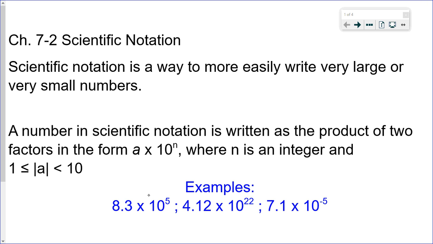So let's look at some examples here. These are three numbers that are written in scientific notation. So 8.3 times 10 to the fifth. 8.3 is between 1 and 10, and 5 is an integer. 4.12 times 10 to the 22nd. 7.1 times 10 to the negative fifth. All right, so this is what scientific notation looks like.